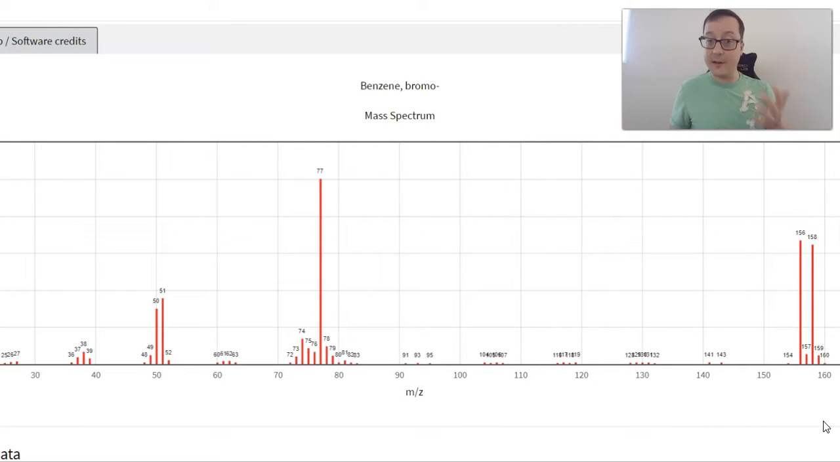All right, in our next video, we'll take a look at common fragmentation patterns and how to identify these smaller pieces of our molecules.